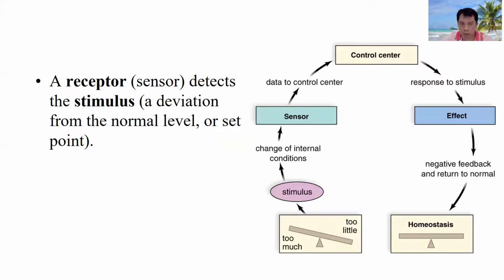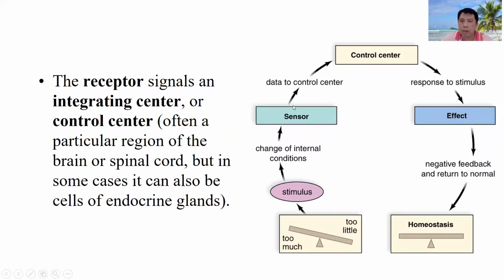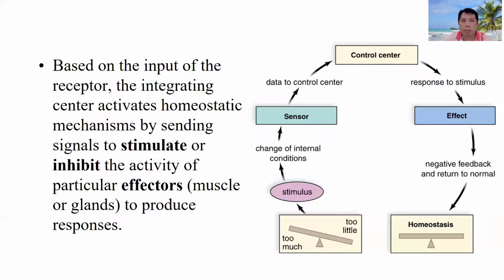A receptor detects the stimulus. For example, here, when there is an increase, it will be detected by the receptor or sensor. Then the receptor or sensor signals an integrating center, or the control center, normally in the central nervous system, the brain or spinal cord. Based on the input of the receptor, the control center will activate the appropriate homeostatic mechanism by sending a nerve impulse to stimulate or inhibit the activity of a particular effector, so that the effector can produce appropriate responses to bring the change of the internal environment factor back to normal level.